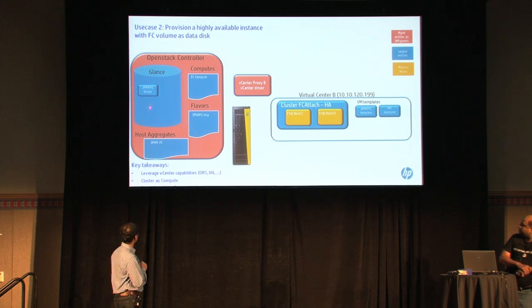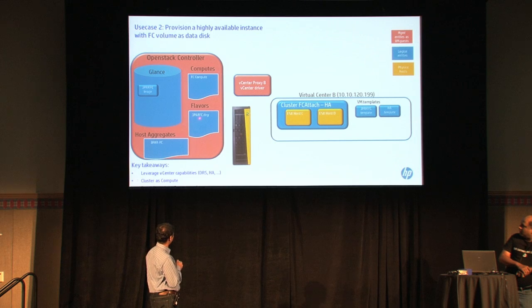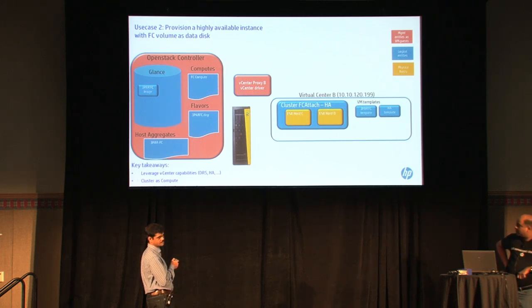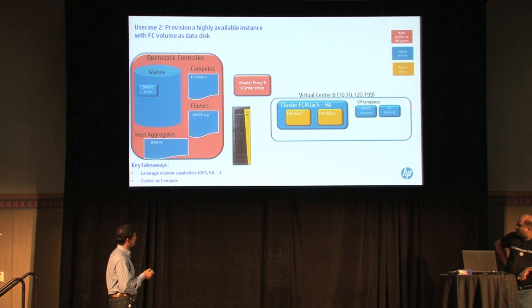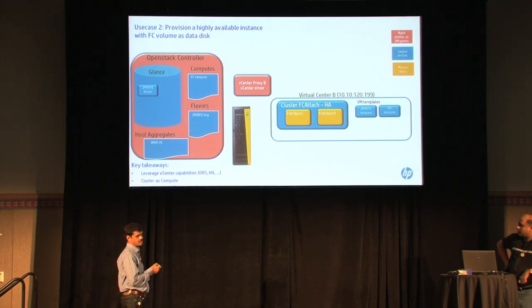So you have an image over here. You have a host aggregate called 3-part FC, which is created in the controller. You have 3-part FC tiny as the flavor type. And there is an FC compute, which represents this particular cluster, managed by the vCenter proxy driver here. At the same time, we are showing another functionality where you have a VM template, an image which is out there on this vCenter, which will be used for deploying the new instance.